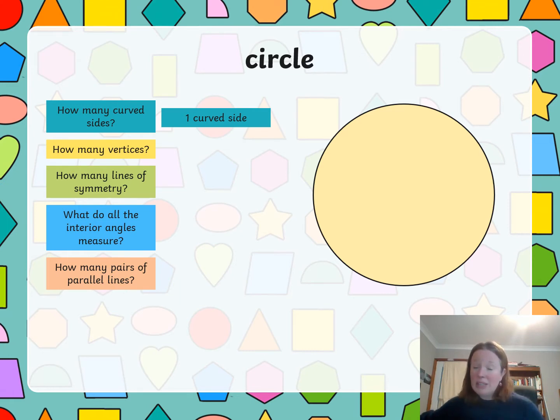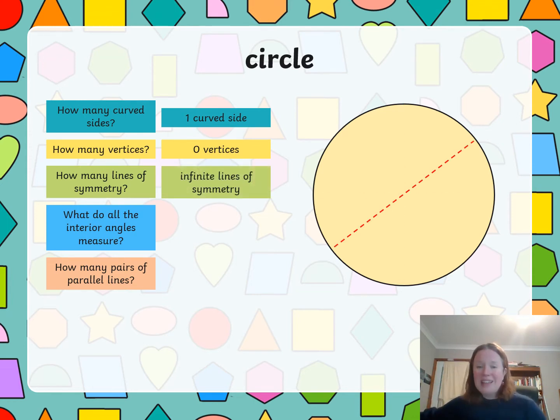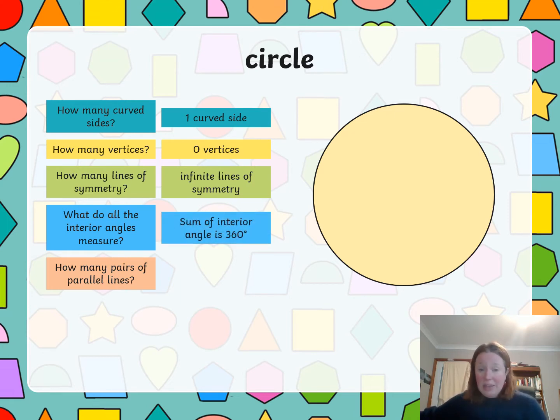How many vertices, how many corners on our shape? Well, there are no vertices on a circle. It's a smooth line, no angles that are connected by 2 separate lines. How many lines of symmetry? Well, there's actually infinite. Infinite means we can't count the amount of lines of symmetry within a circle. And any interior angles? Well, the interior angle of our circle is 360 degrees.